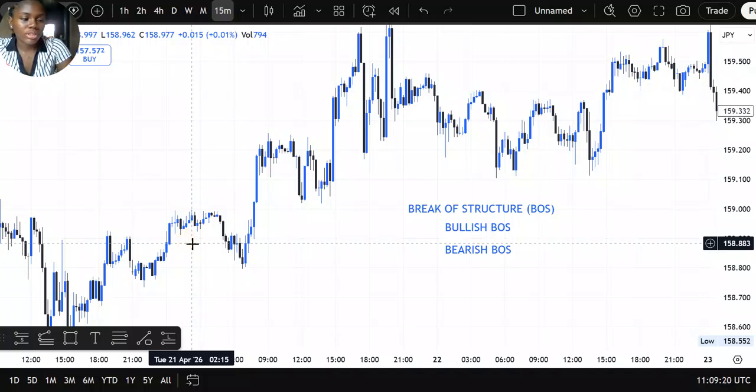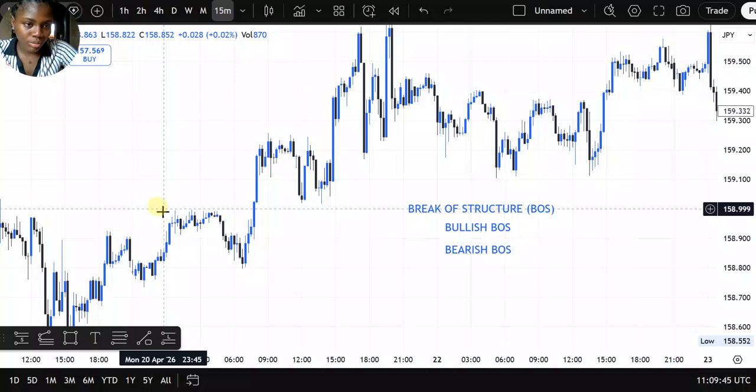So break of structure is when price breaks an important high or low depending on the trend. If it's an uptrend, which means the market is bullish, it breaks the high. If it's a downtrend, which means the market is bearish, it breaks the low. That's the break of structure. So here on the chart, I'll show you to help you easily understand.